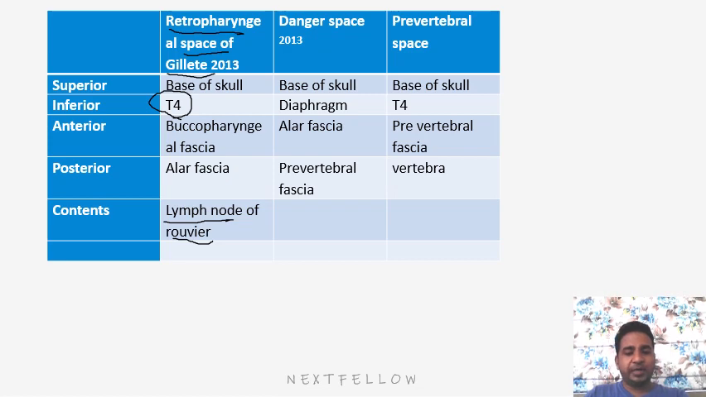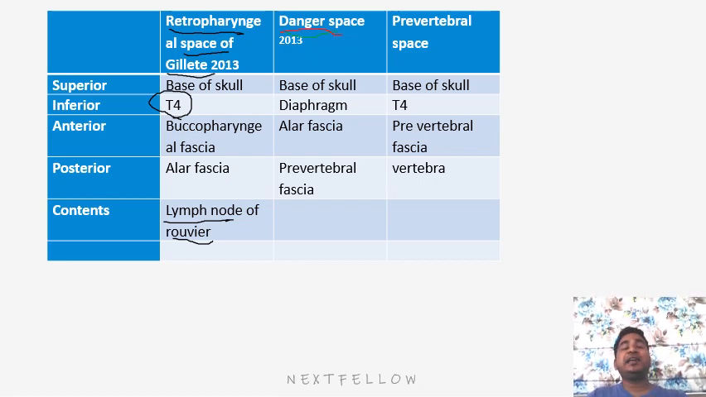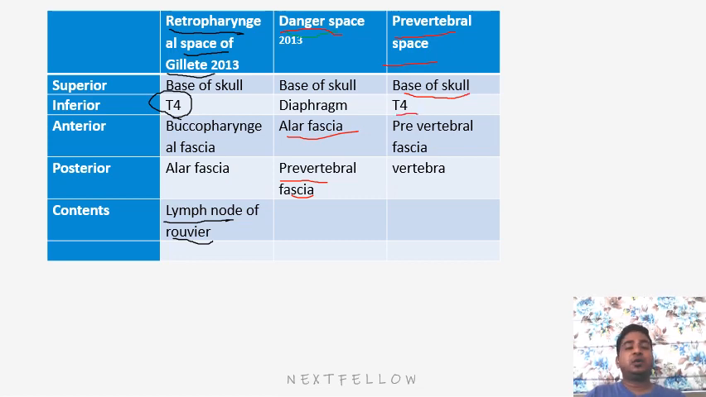Now we talk about the danger space. This is my danger space. It starts at the level of the base of skull and extends downwards to the level of the diaphragm. I told you mediastinal structures are involved, that's why it is called the danger space. Boundaries: anteriorly the alar fascia and posteriorly the prevertebral fascia. Now comes the prevertebral space. I have already discussed it. The upper level is the base of skull, the lower level is the T4 vertebra. Anteriorly it is bounded by the prevertebral fascia and posteriorly by the vertebra.